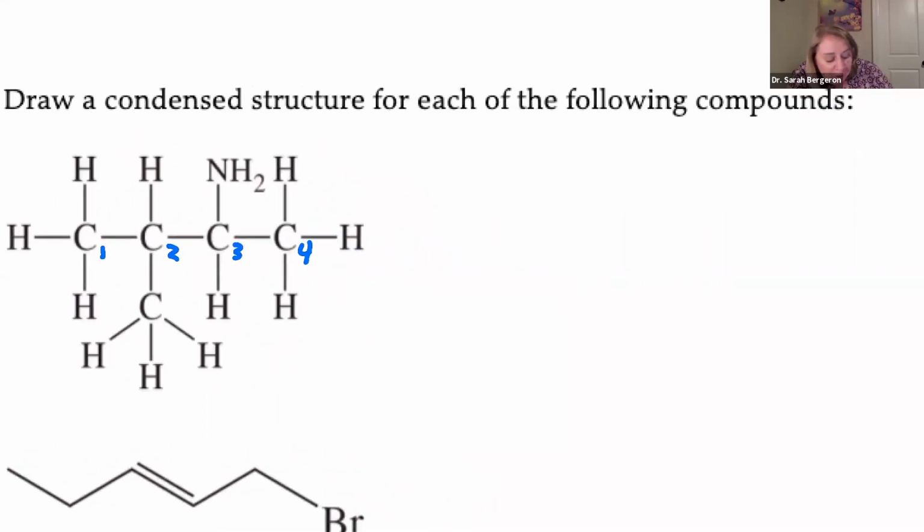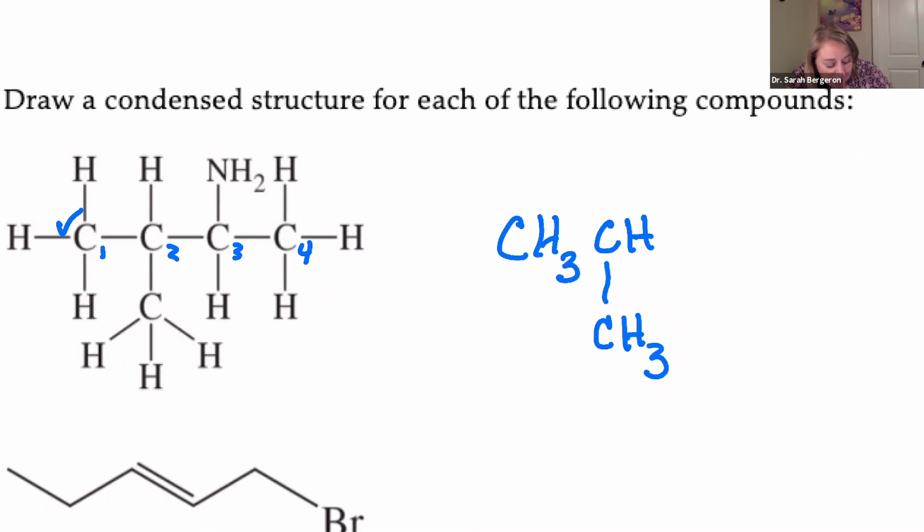My first carbon, carbon 1, has 3 hydrogens attached to it, so I have CH3. Carbon 2 has 1 hydrogen attached to it. And coming down, we have CH3. I've got this one and I've got this one.